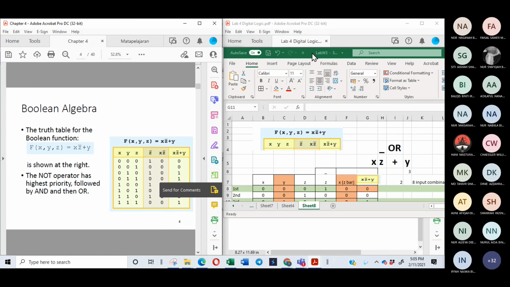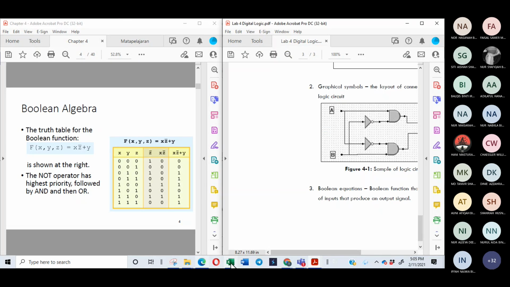Okay, we go on to the next part. Next slide. Where is my Excel?